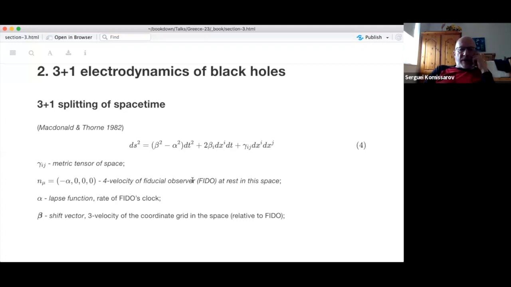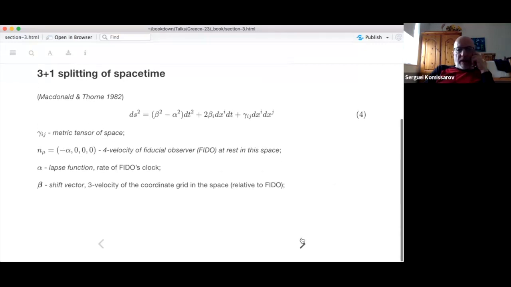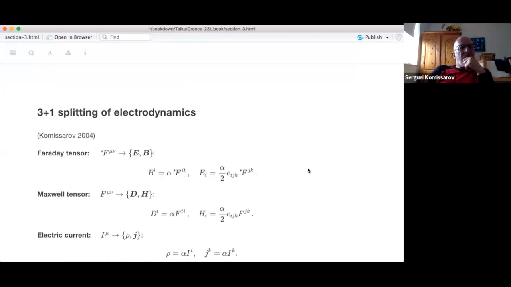And we can also introduce observers, kind of fiducial observers, which are at rest in space, and the 4-vector is given by this expression. So those are the covariant components of the 4-velocity of the fiducial observers, and it's got only one component, which depends on the lapse function. Okay, so let's move on, and we can do the corresponding 3+1 splitting of electrodynamics. So we can write it not in terms of the tensors of space-time, but in terms of the scalars and vectors of space.